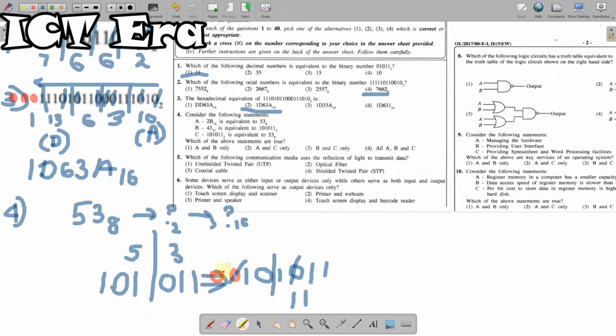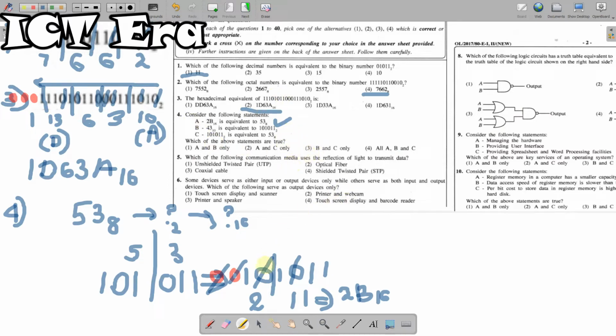Here we can cut all these zeros. Then the remainder is 2 to the power 1, which is 2. So the final answer will be 2 in hexadecimal. 11 represents B, so 2B base 16. So is the statement correct? Yes, it's correct. Then the next one, B: 43 base 10 is equivalent to this value.